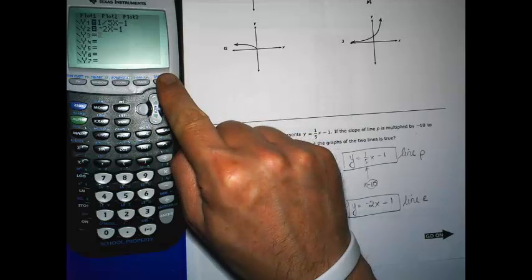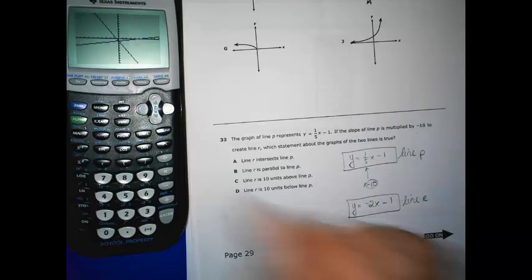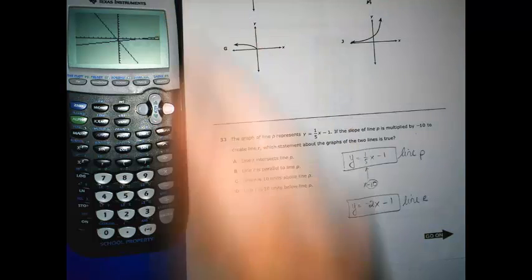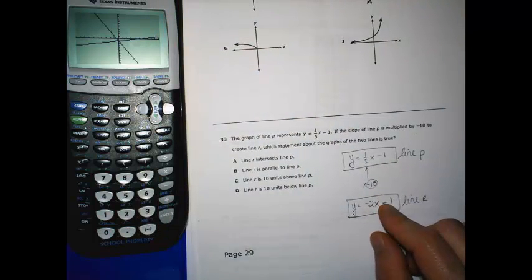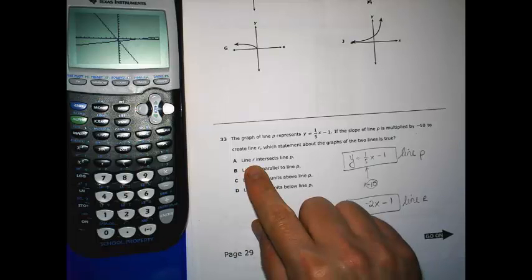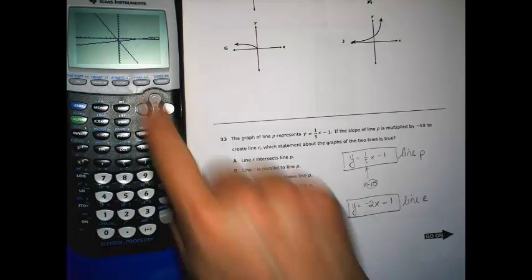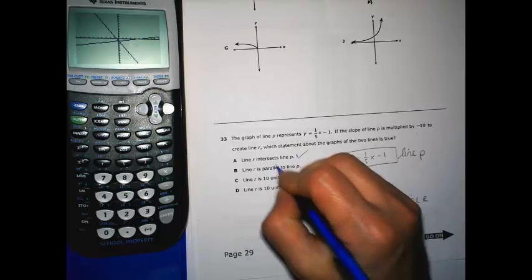Alright, so let's press graph, and that will be my first line, and the next one will be my second line. As I can see, the two lines intersect, and now I have a better idea on the screen of what I'm looking at. And let's see which statement is true. Line R intersects line P. Well, that is correct. Line R is parallel to line P. That is false.